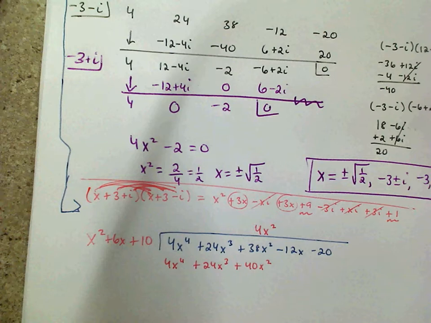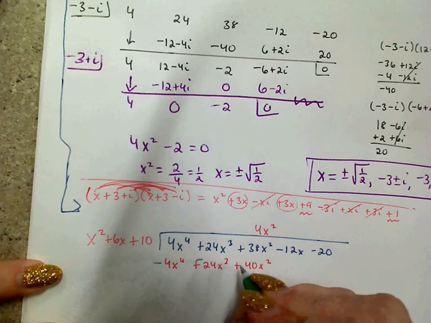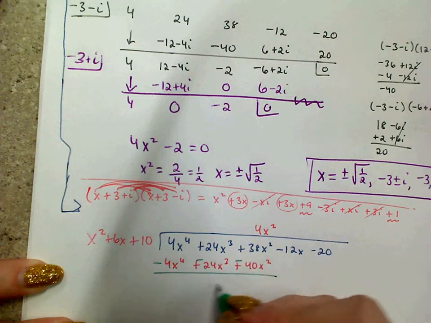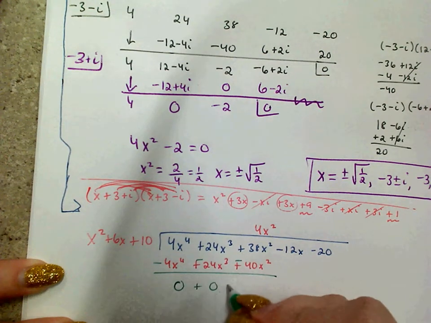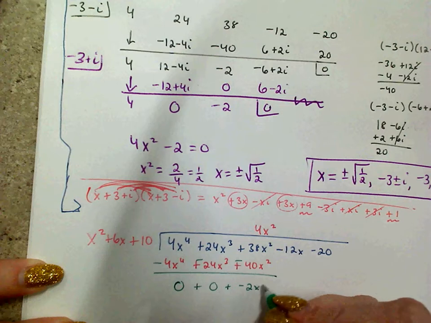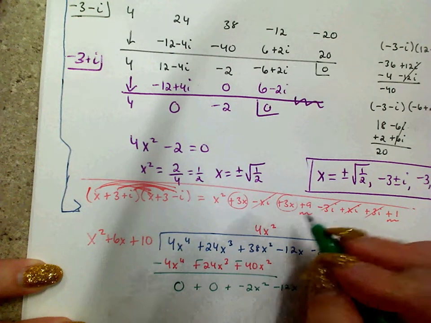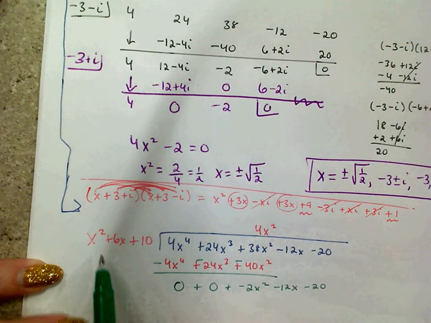So we can subtract. So minus, minus, minus. And actually all of those cancel, both of those cancel each other out. So I'm just left with a negative 2x squared. I'm going to go ahead and bring down the negative 12x and the negative 20 because I don't need a linear term. What do I need to multiply x squared by to get negative 2x squared?